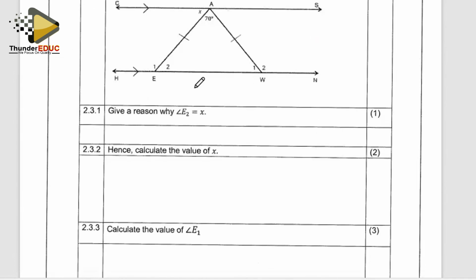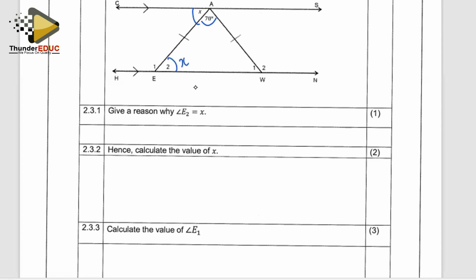Then 2.3, in the diagram below, they're telling us that CS is parallel. Okay, these two lines represent parallel. Those two lines represent parallel lines, okay? EAW, the angle in the middle, 70. This is the same as that, okay? And then CA is X, this one. Can we give a reason why E2 is the same as X?